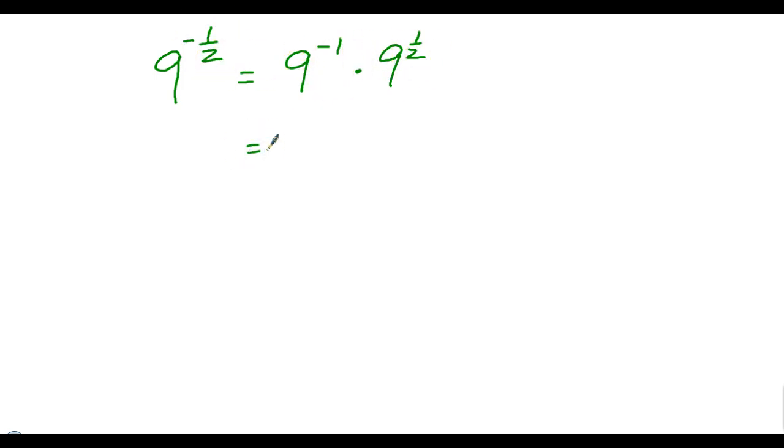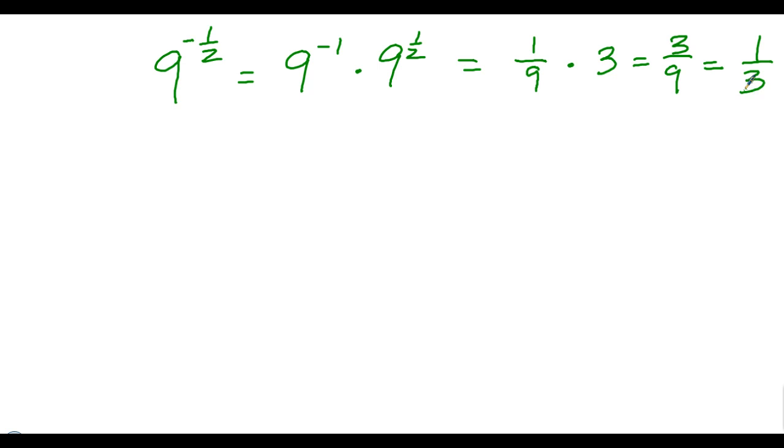What that's going to give me is, let's do the same line. 9 to the negative 1 is 1 over 9. And then I have 9 to the 1/2, which would be times the square root of 9, which is 3. Then 3 over 9 is the same as 1/3.